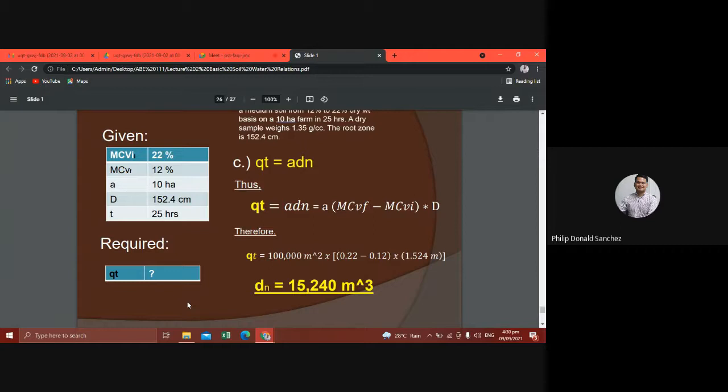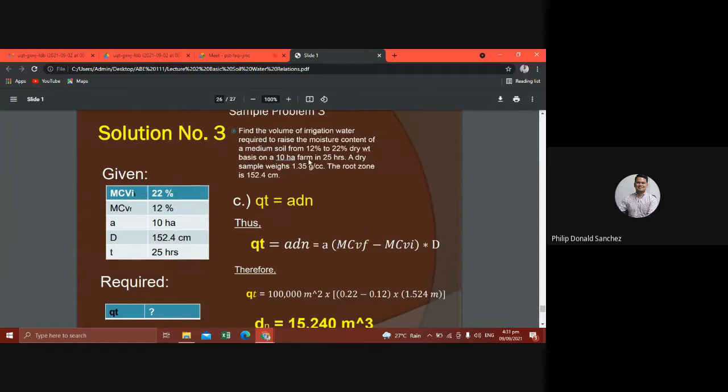Questions? Questions on what I explained? If the given is not the root zone, can we use 28 directly? Yes. But make sure that if DN is given in meters, don't use it directly, because it should be in cm. So there's really something tricky with the problem, guys. It's a twist problem. But if the problem gives, for example, a basic problem where the moisture is given in terms of grams, whatever the moisture content given, you use it directly as percent. But if it's weight, don't use the weight directly; get the initial moisture content and the final moisture content.